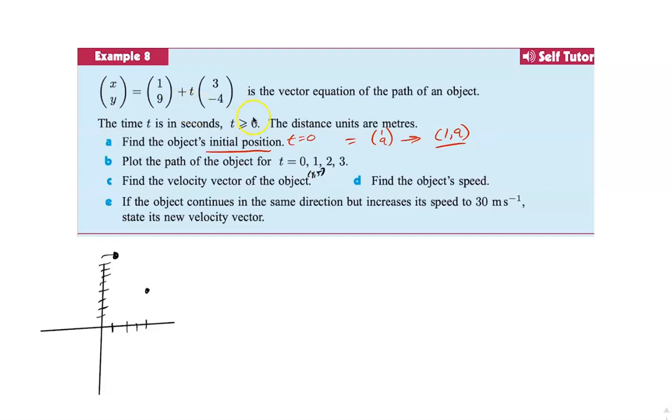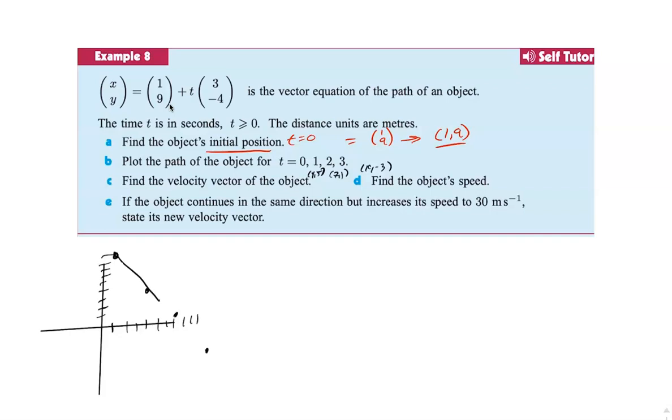If I plugged in 2, it would be 2 times 3 is 6, 6 plus 1 is 7, and negative 8 plus 1 is 9, so 7, 1. Just like that. If I plugged in 3, I would get 9, 9 plus 1 is 10, and then 3 is 12 minus 3. So 10 and negative 3 would be my next point. So like that, just get you a sketch.